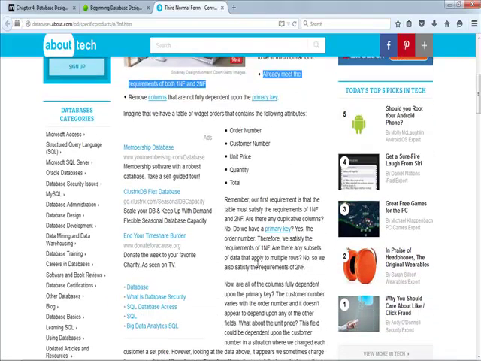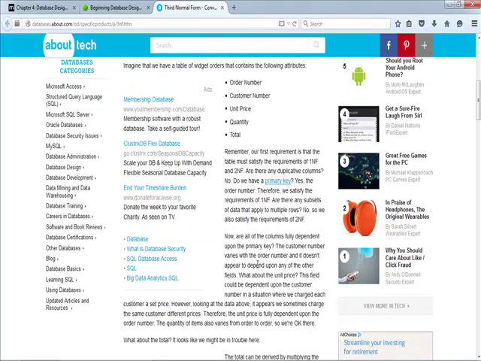So let's look at the example they have here. You've got a table, and it has in there order number, customer number, unit price, quantity, and total. Well, one thing about this, first of all, this field, total, is what's referred to as a calculated field. Total is not even needed in this table. Total is unit price times quantity.